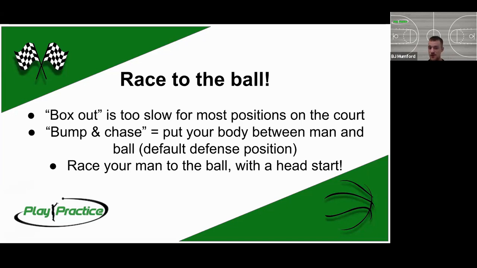They should be doing what we call bump and chase, putting your body between the man and the ball, which is already your default defense position, and just making use of that position to bump them and then go get the ball. And if you're really good at predicting where the ball's going, combine that with a small bump to give yourself a head start, you're going to have a big advantage to actually end up with the ball in your hands. So winning the offensive approach, the aggressive approach to rebounding, rather than preventing your opponent from getting the ball.